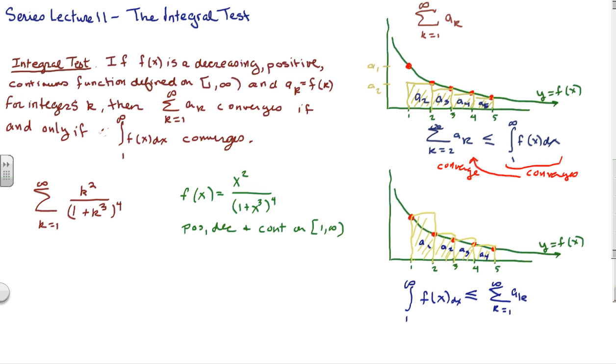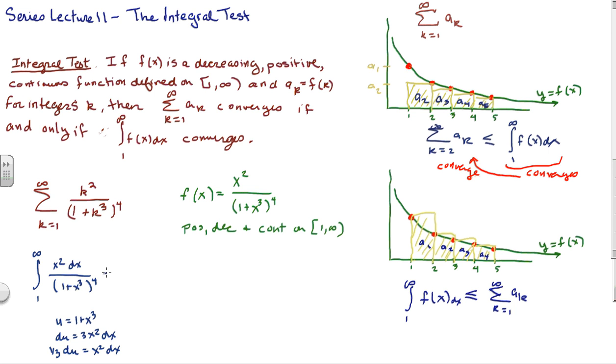So this is a situation where we could use the integral test. Let's see what we can do with it. We're looking at the integral from 1 to infinity of x squared dx over 1 plus x cubed to the fourth. And how are we going to do this? Yeah, this is a u substitution. If u is equal to 1 plus x cubed, then du equals 3x squared dx, or 1/3 du is equal to x squared dx.